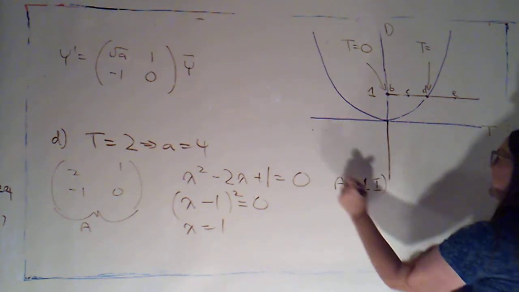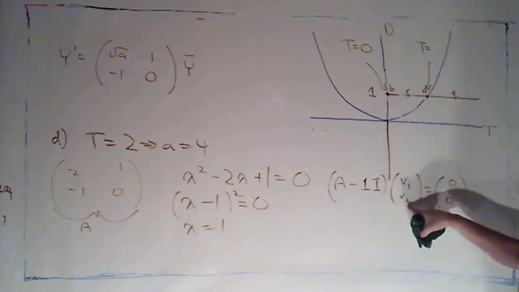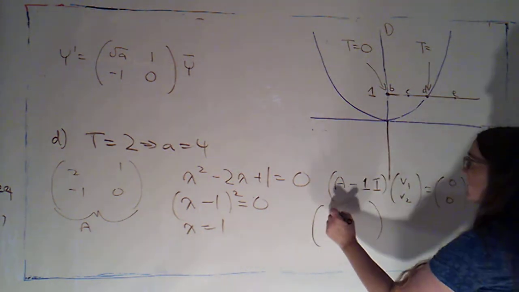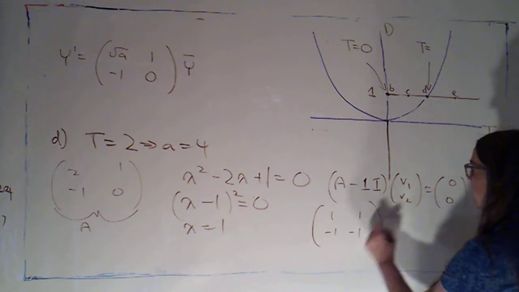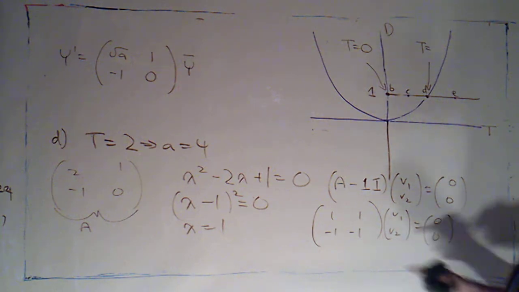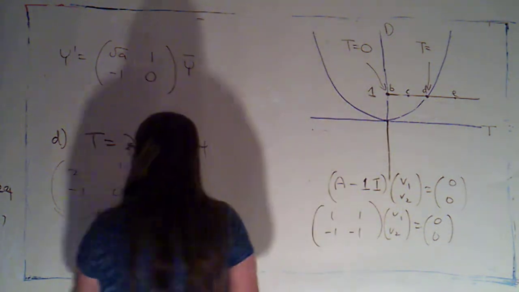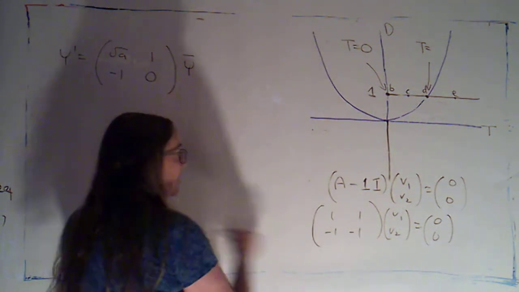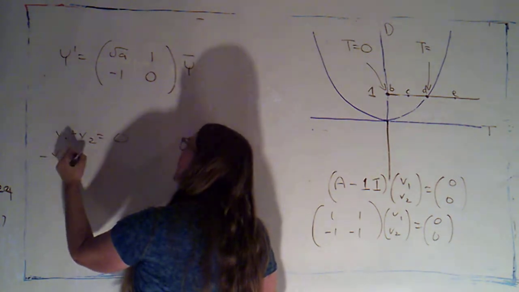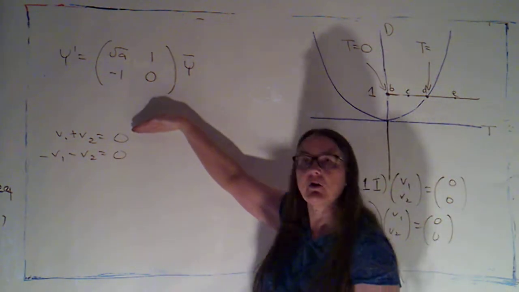A minus 1I, times the vector v1, v2. I want that to be 0, 0, and I'm looking for a non-zero vector that makes this true. So A minus I would be 1, 1, negative 1, negative 1, times v1, v2 equals 0, 0. So the corresponding system here, let's see, I'll give myself some space over here. The corresponding system is v1 plus v2 equals 0, negative v1 minus v2 equals 0. That's a dependent system. This equation is just a multiple of that.